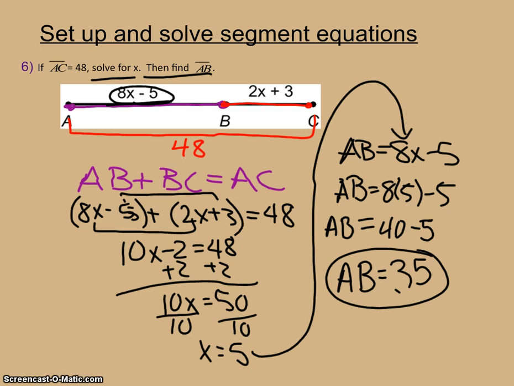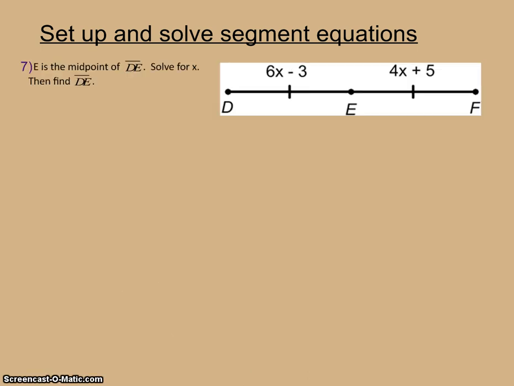The next thing we're going to talk about is what if you're talking about a midpoint. So E is the midpoint of, that should be DF. Find x and then find DE. So a couple things that we need to look at here. First, we're only given 2 pieces of information. The last problem, we had 3 pieces of information. We had the entire segment. We don't have that for this. We only have this piece and this piece.